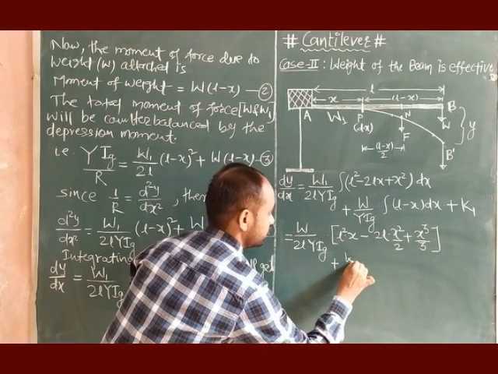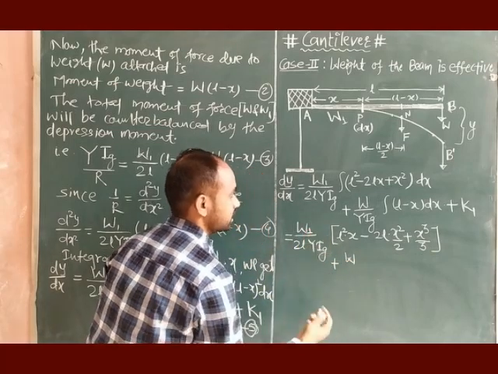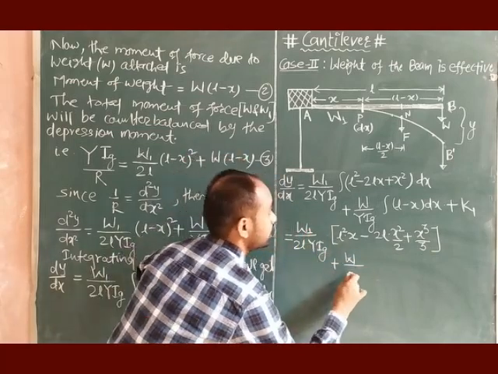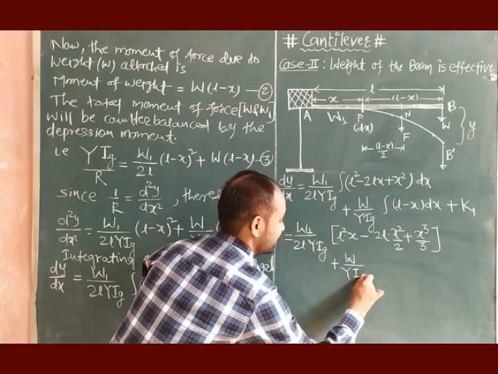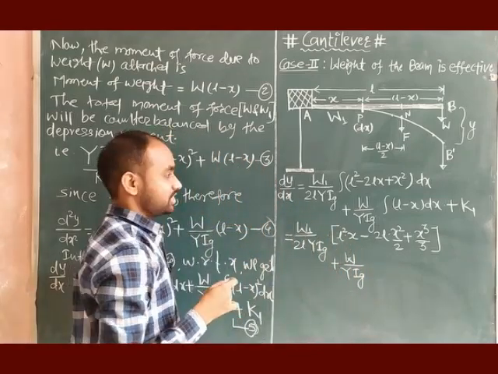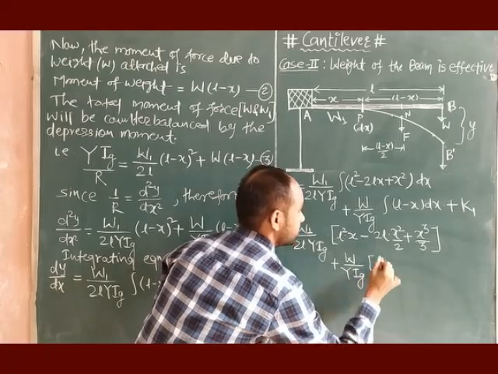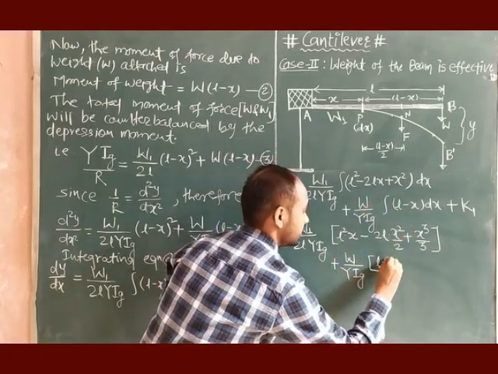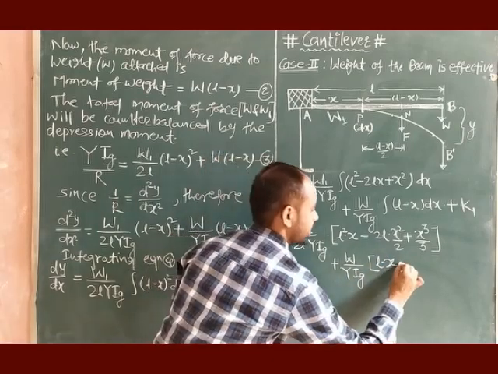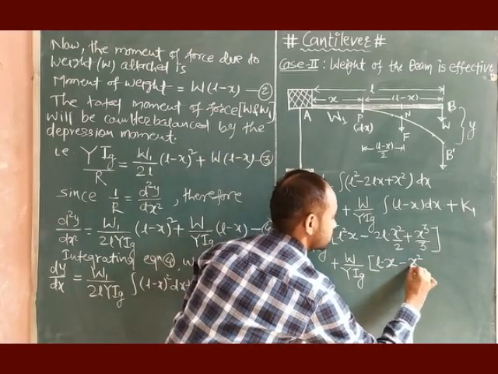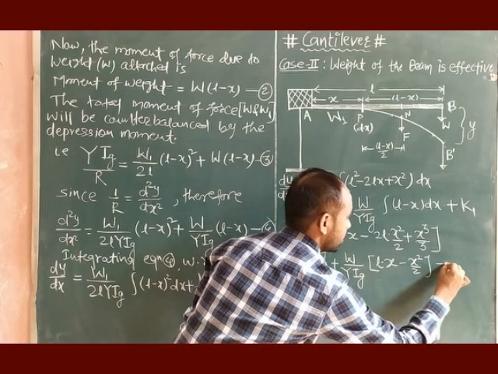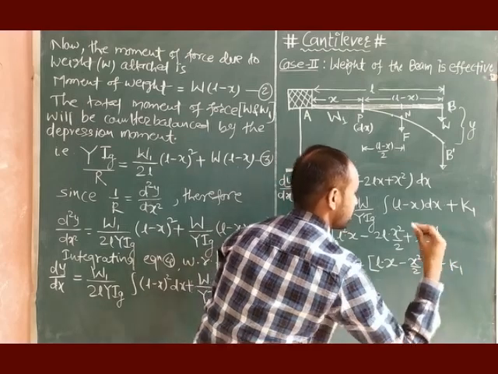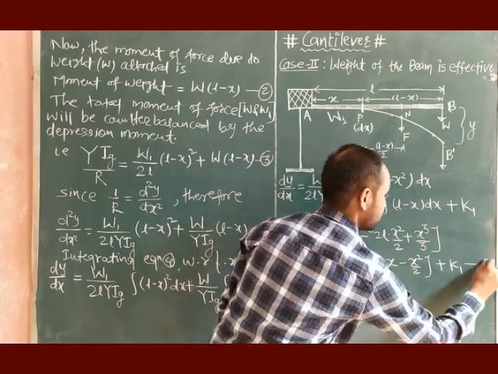integration of the second term. Let me write it as again w1, don't forget it. I am only forgetting w divided by y_ig, and integration of L, again in the multiplication of L we have 1, so L is constant and integration of 1 dx is x, minus integration of x is x square divided by 2, and plus k1. Let us name it as equation number 6.